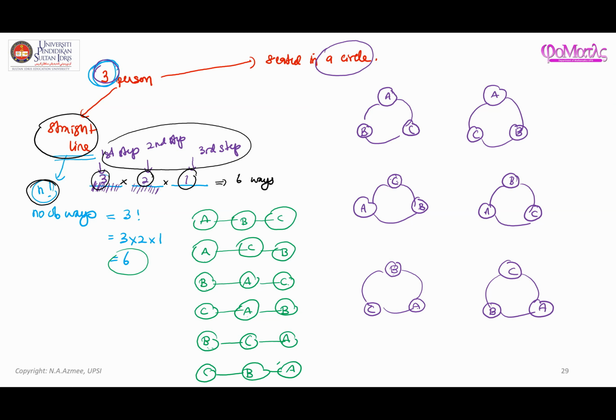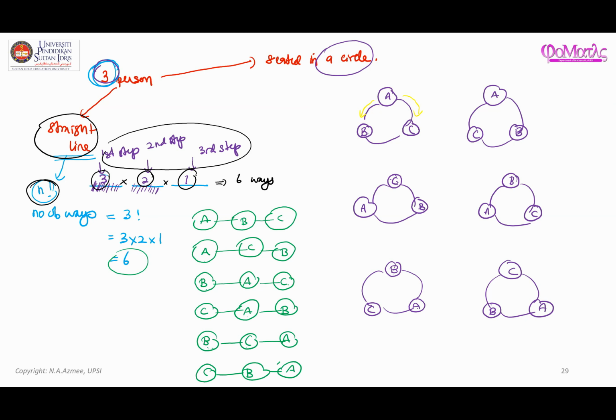So this is something that most students will think about: how 3 persons can be arranged in a circle. Now, something is wrong with this diagram, and I'm just going to show you what is wrong. For example, here we've got person A. On this side is B, and on this side is C.